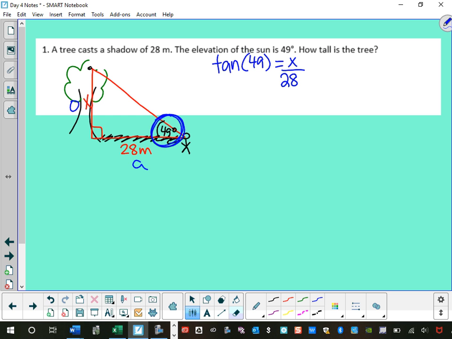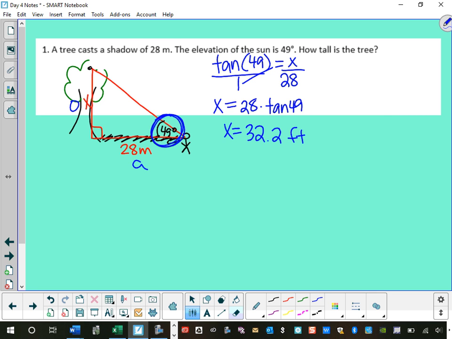Divide by 1, and then you're going to cross multiply. 1 times X is X. 28 times tangent of 49 gives you what? What do you get for X? How tall is this tree? 32.2 feet, but I like to round my sides to just one decimal place. The angles to a whole number.